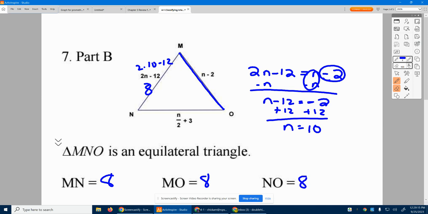Do we really need to do all this? Because since it's equilateral, I guarantee they're all 8. But let's double check ourselves. Plug a 10 in there. 10 divided by 2 is 5. 5 plus 3, 8. Yes! Everybody is an 8 for part B.